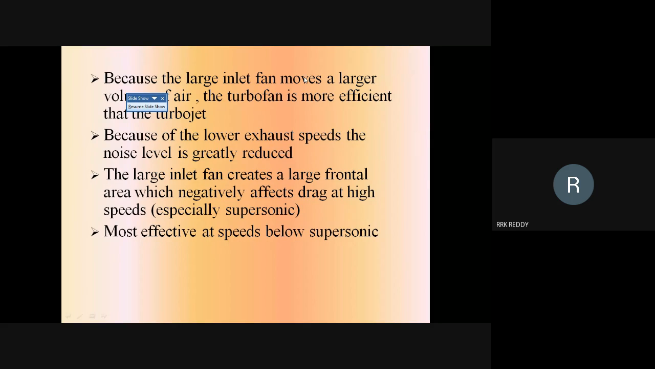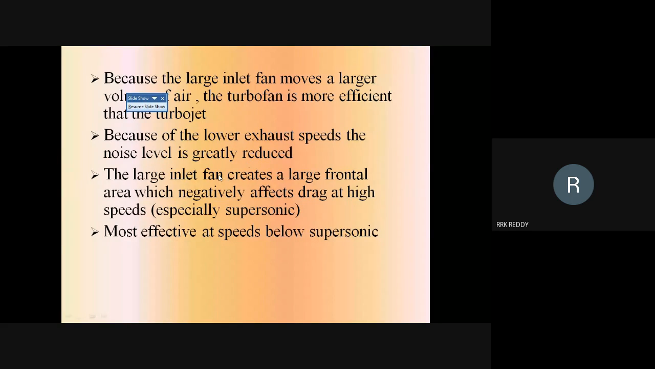So the fan handles more volume of air, which means more quantity of air. That's why the thrust generated by the turbofan is usually more than the thrust generated by the turbojet engine. So we generally treat the turbofan as more efficient than the turbojet engine. Because of lower exhaust speeds, the noise level is greatly reduced with the turbofan. That is in the high bypass engines.